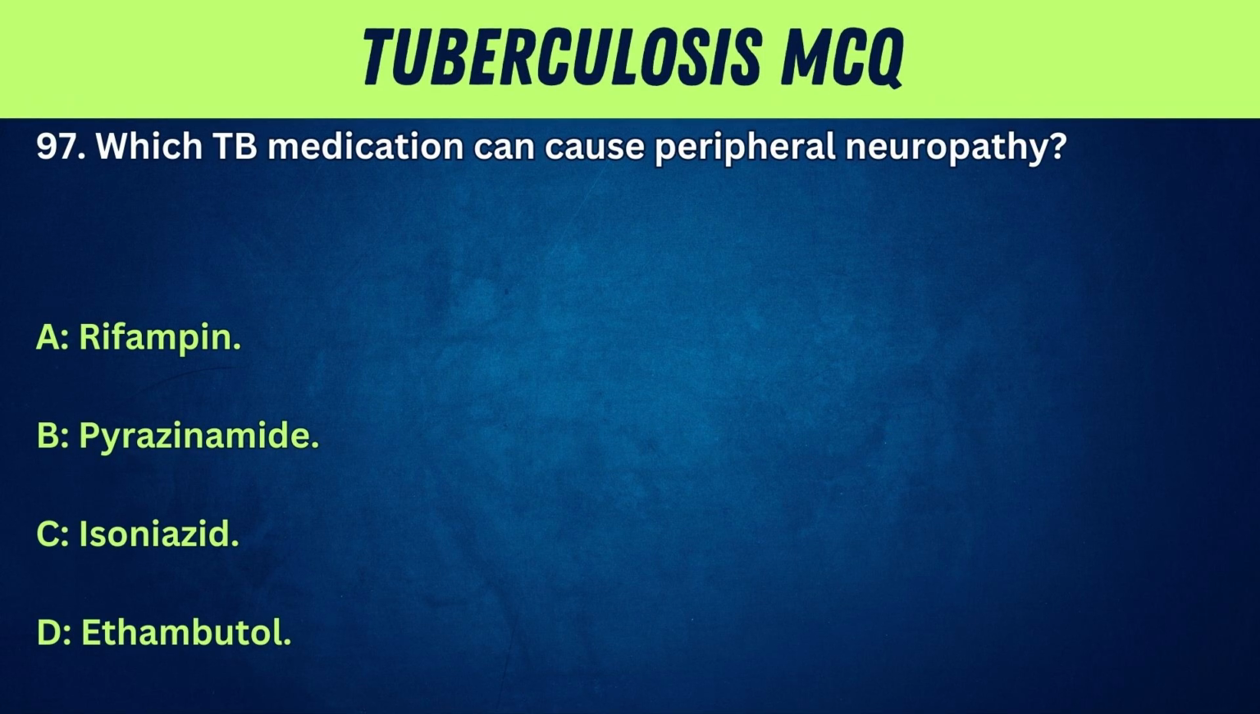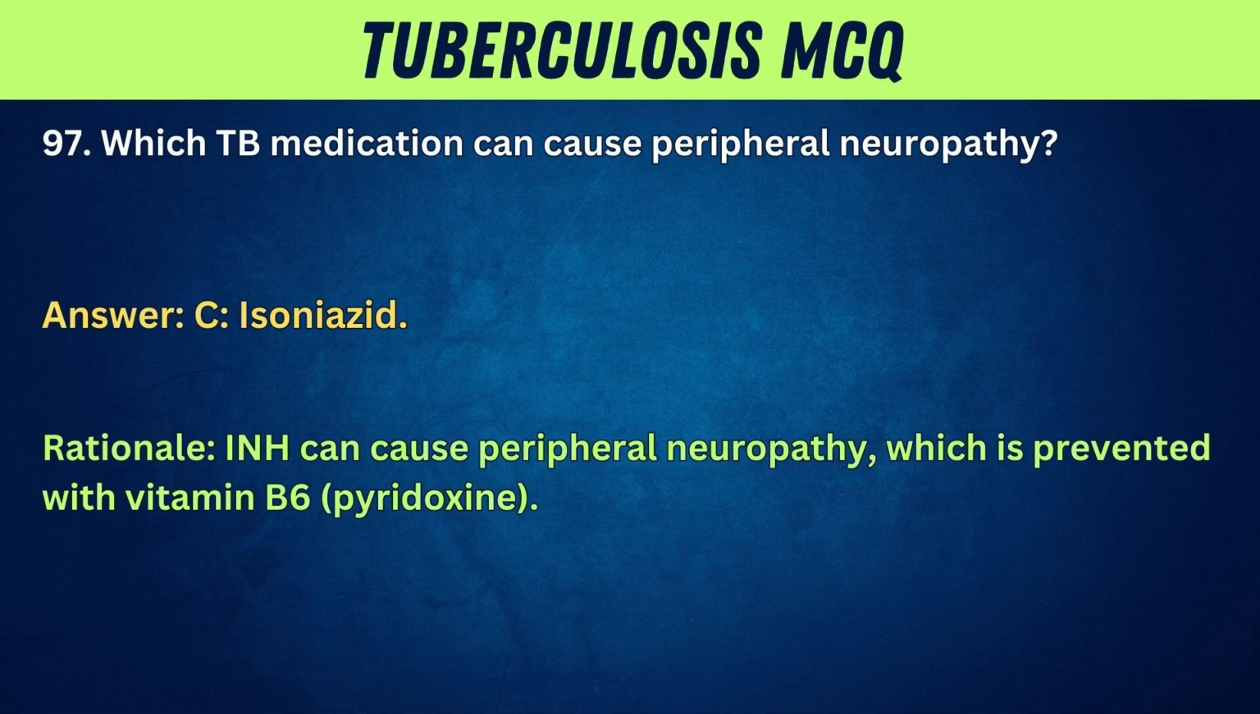97. Which TB medication can cause peripheral neuropathy? A. Rifampin, B. Pyrazinamide, C. Isoniazid, D. Ethambutol. Answer: C. Isoniazid. Rationale: INH can cause peripheral neuropathy, which is prevented with vitamin B6, pyridoxine.